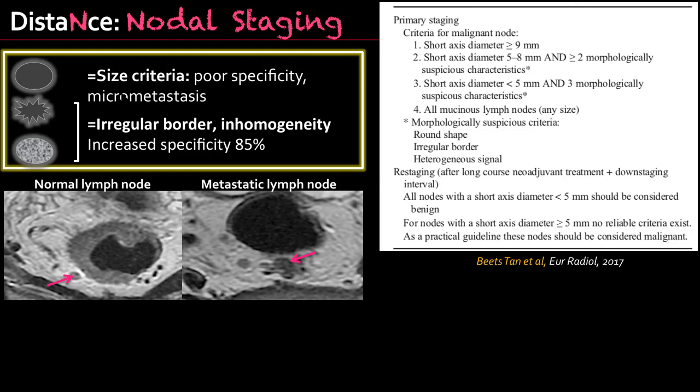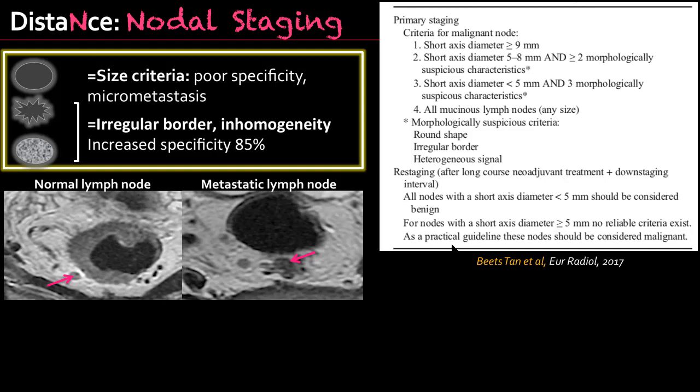So what are the criteria for evaluating nodes? The morphological criteria are very poor, with size having a very poor specificity. You can increase it; with some studies we have shown 85%, though I would say it's a little bit less, around 60 to 70%. The irregular border, the round shape, and the heterogeneity are suspicious morphological features, which increase your specificity for a malignant node.